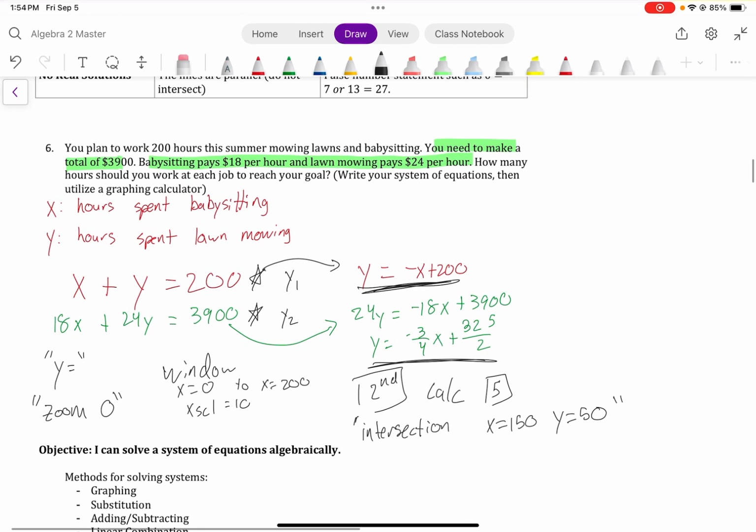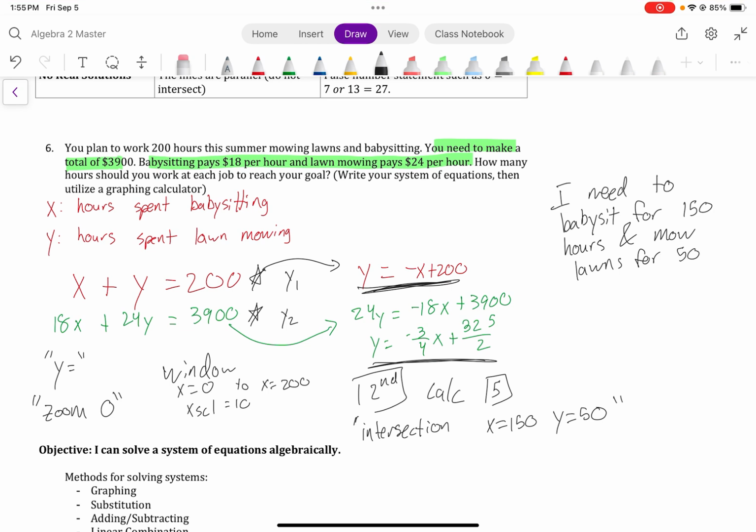So this means I need to work, or I need to babysit for 150 hours and mow lawns for 50 hours.